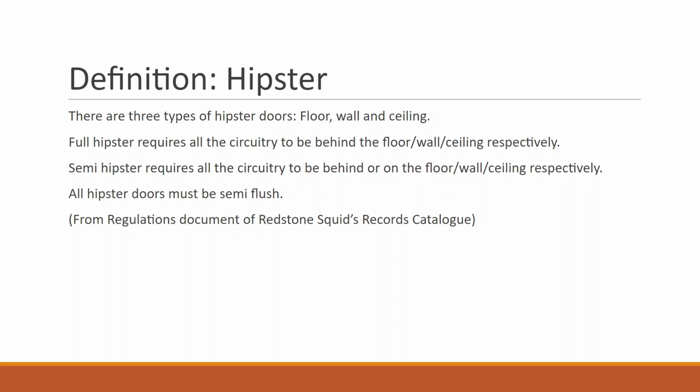And now we move on to the final restriction, which is hipster. So there are three types of hipster doors. We have the floor hipster, we have the wall hipster, and we have the ceiling hipster. So full hipster would require all the circuitry to be behind the floor or the wall or the ceiling respectively. So it depends on whether your hipster door is floor hipster, wall hipster, or ceiling hipster. Then you apply these words accordingly. But then semi-hipster would require all the circuitry to be behind or on the floor or wall or ceiling respectively. And by definition, all hipster doors must be semi-flush.